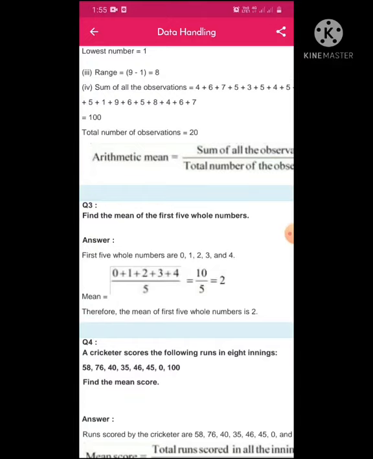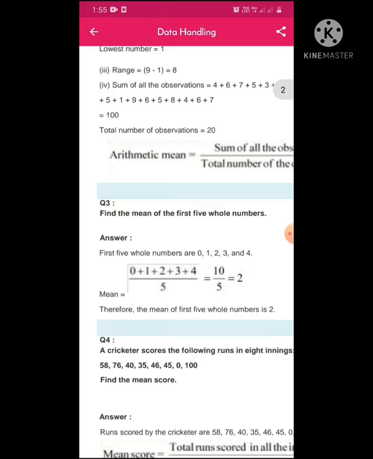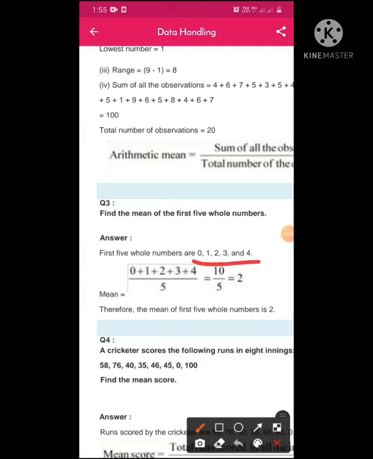See, the first 5 whole numbers are 0, 1, 2, 3 and 4. So we have to add all the numbers. We are going to add these numbers, so it will be 0 plus 1 plus 2 plus 3 plus 4.